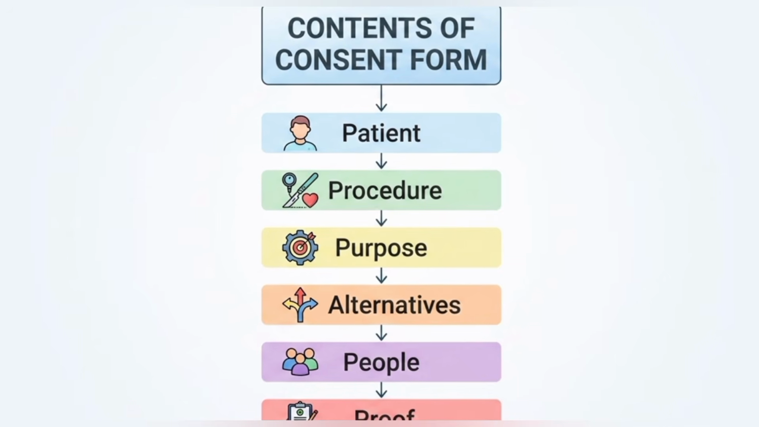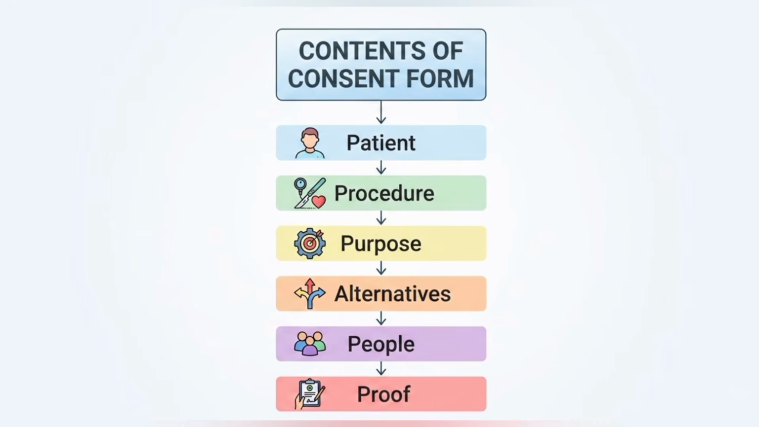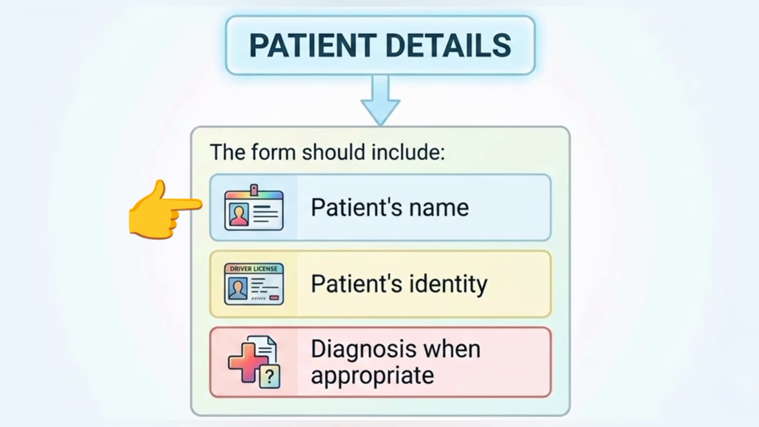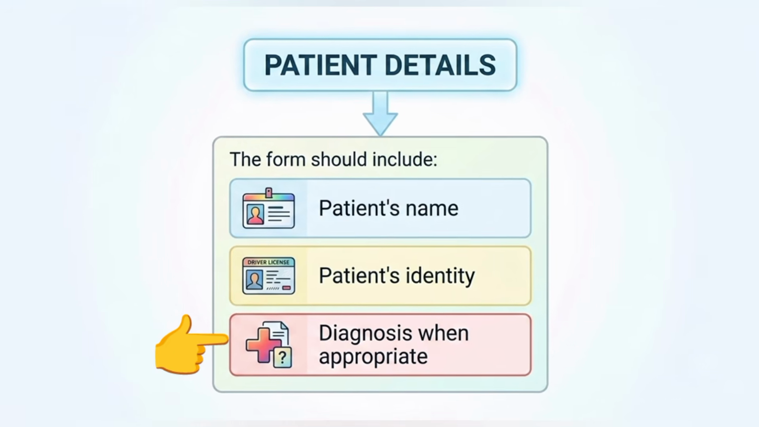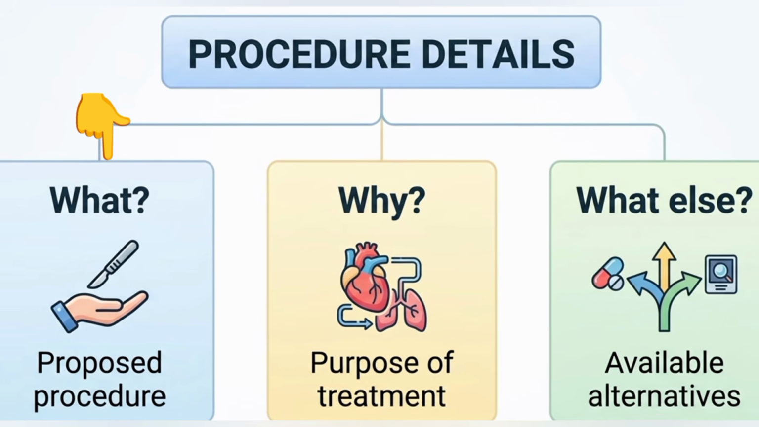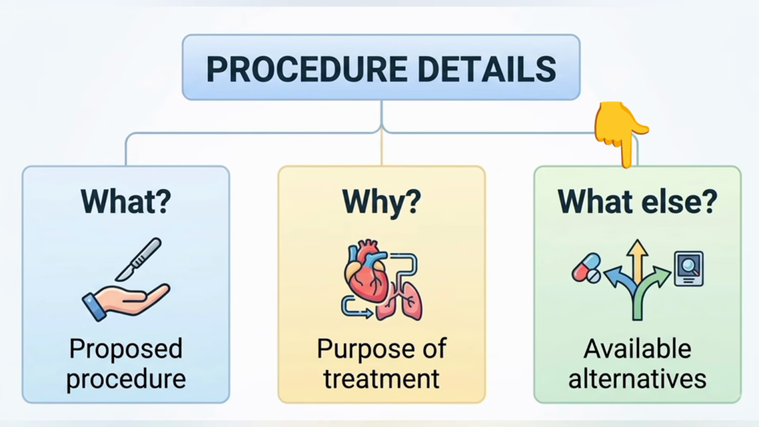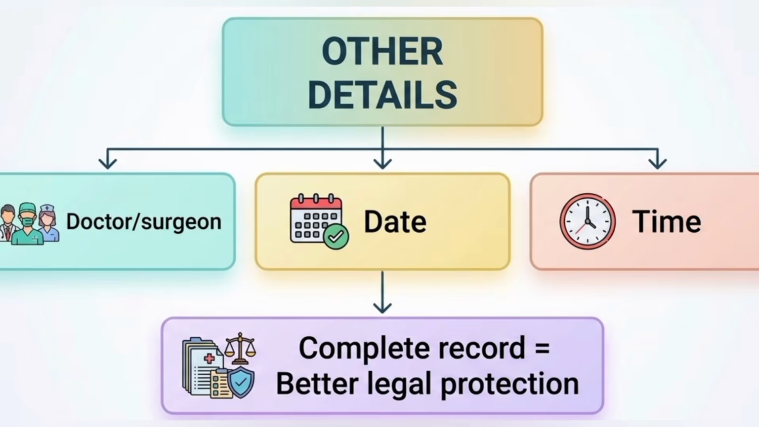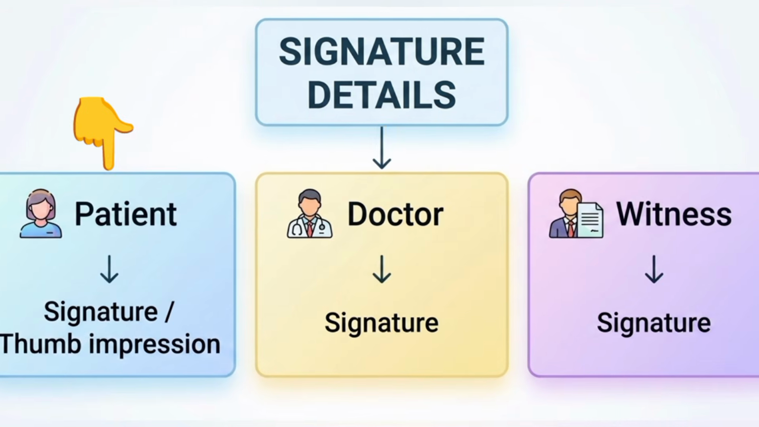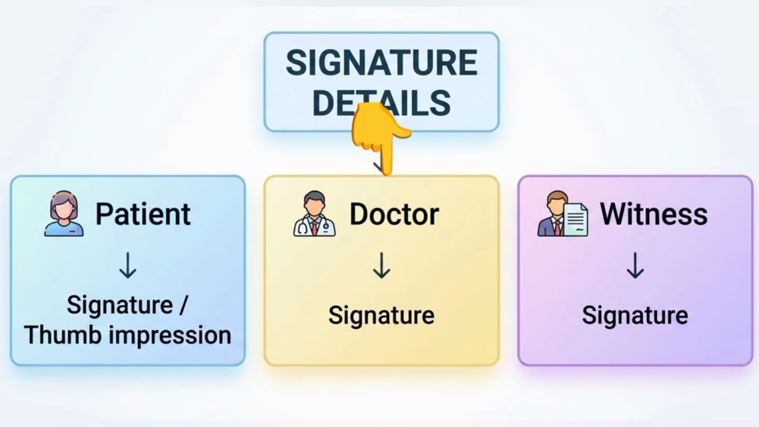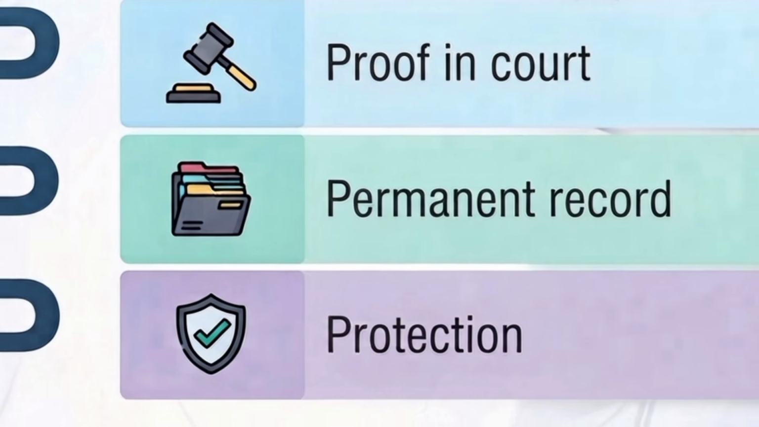What should a proper consent form contain? Think of patient, procedure, purpose, plan, people, proof. It should include patient: name and identity, diagnosis when appropriate. Procedure: name of the proposed procedure. Purpose: why it is being done. Plan: alternatives available. People: name of the doctor or surgeon, date and time, patient's signature or thumb impression, doctor's signature, witness's signature.